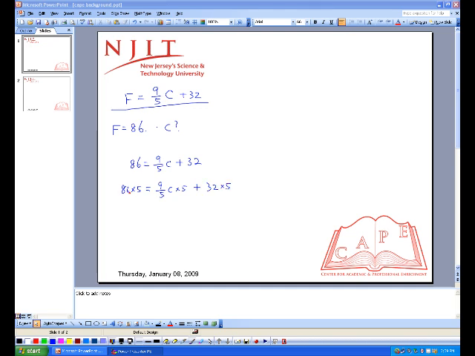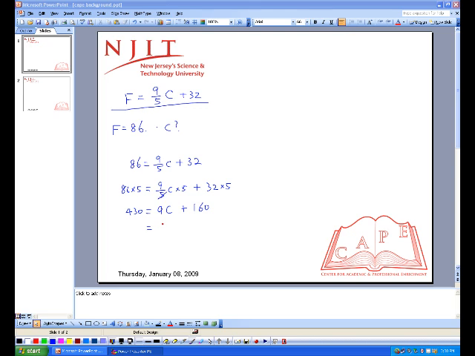So 86 multiplied by 5 gives us 430. This is equal to, we have a fraction with denominator 5 multiplied by 5. The denominator cancels out with the 5. So this will become 9 times C plus 32 times 5, which gives us 160. Now to solve for C, we have to get rid of the 160 first. That means we subtract 160 from both sides.